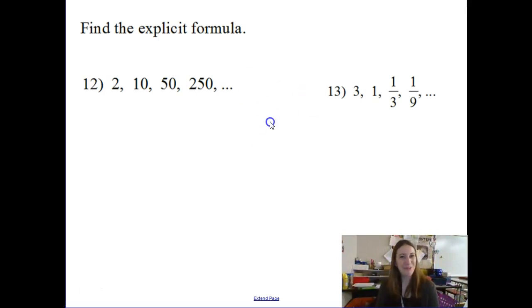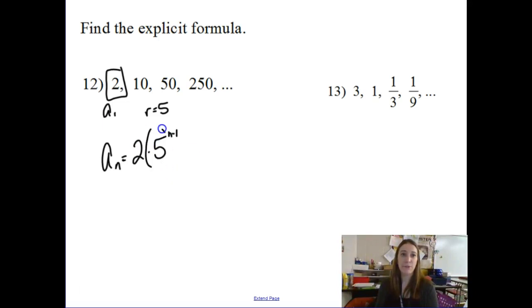Alright, number 12, on the back of our notes now. Here they do want the explicit formula. So this is going to be part of our formula. That's the first term. And then the other thing I need is r. So 10 divided by 2 is 5. I think we're ready to rock and roll, guys. This part of this lesson is super easy. So 2 times 5 to the n minus 1 power.